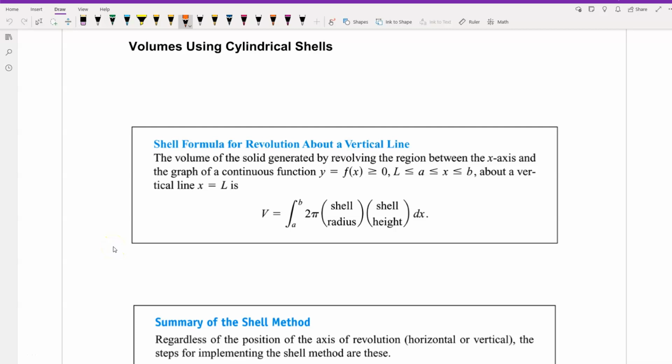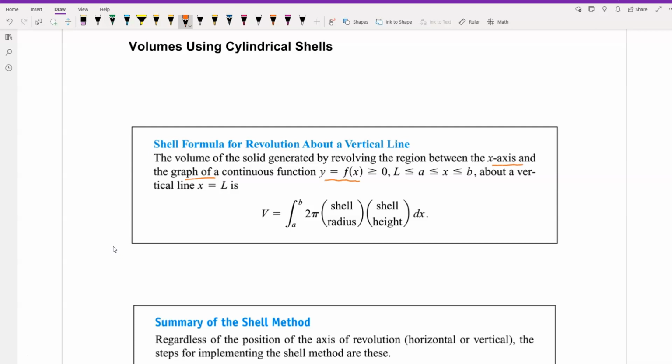Here in this section we have volumes using cylindrical shells. Shell formula for revolution above a vertical line. The volume of the solid generated by revolving the region between the x-axis and the graph of a continuous function. So our function is y equal to f of x, and f of x is greater than or equal to 0.